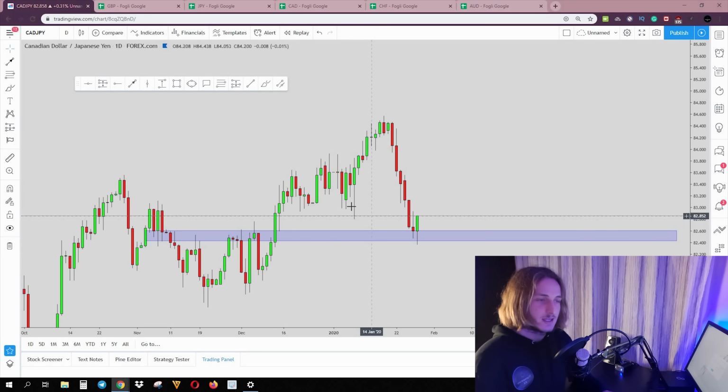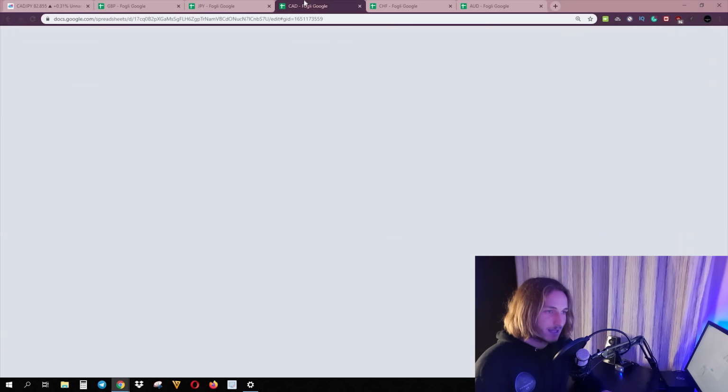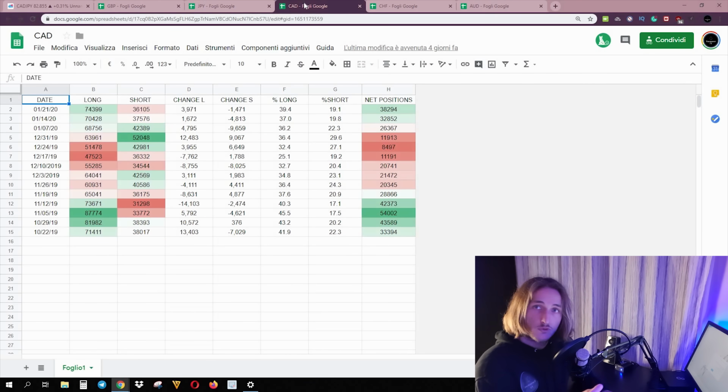Now, here is the interesting part. Look at what we have on the CAD and look at what we have on the JPY from an order flow perspective, so what banks are doing now. Look at what we have on CAD. We went from 47K longs all the way up to 74K longs. And if you look at the shorts, we went from 52 to 36, which is a low level for the CAD. So CAD is getting pretty strong, and we can see this also in the net positions. Net positions are increasing, so CAD is getting pretty strong.